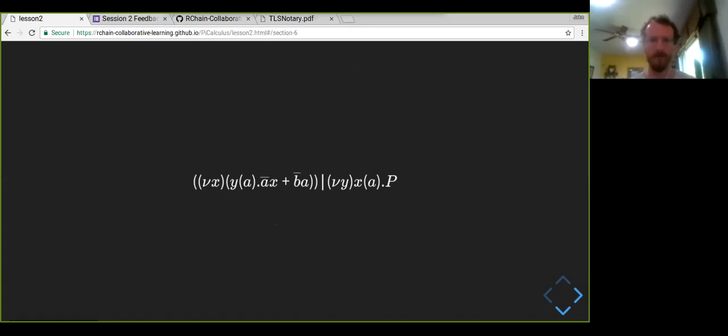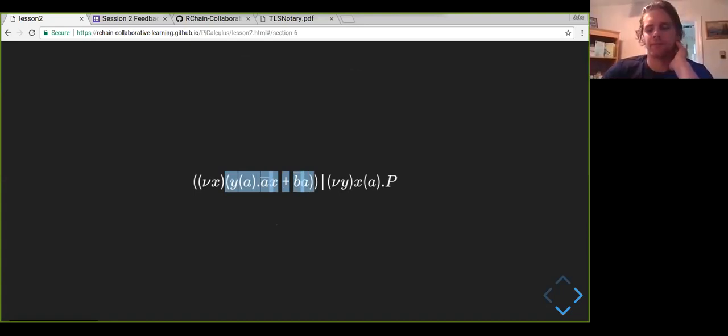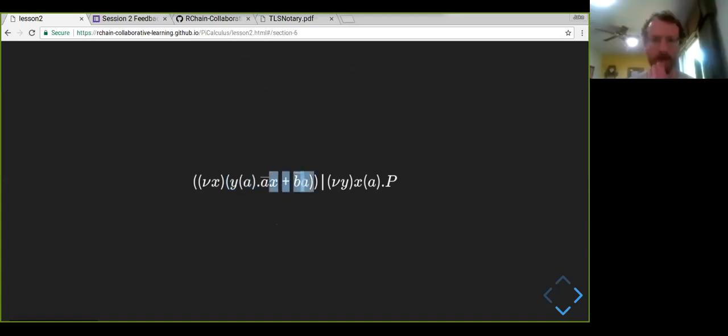And I want to use this to illustrate a couple of things. The first thing, can you see me highlighting here? Yeah. Okay. So the first thing that I want us to notice about this process, this isn't really related to free and bound names, but that these parentheses are unnecessary.